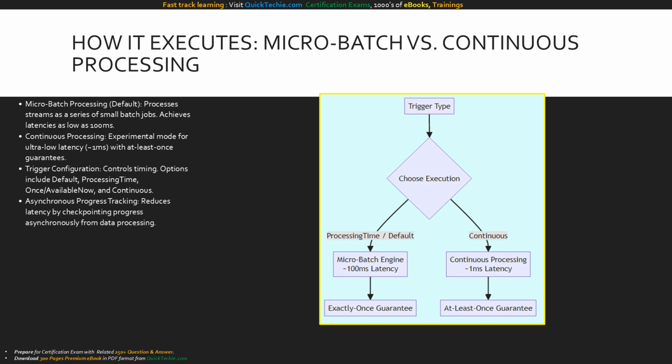Here we see the decision tree for Spark's execution engines. When you configure your trigger type, you dictate the path. The top path is the default microbatch engine, giving you around 100 milliseconds of latency paired with a strict exactly once guarantee. The bottom path represents the continuous processing mode, dropping latency down to just 1 millisecond, but yielding an at least once guarantee. You simply choose the path that best aligns with your business SLAs.